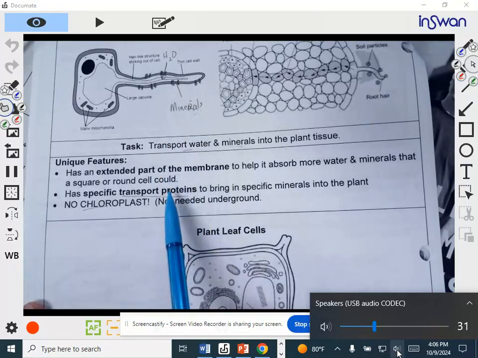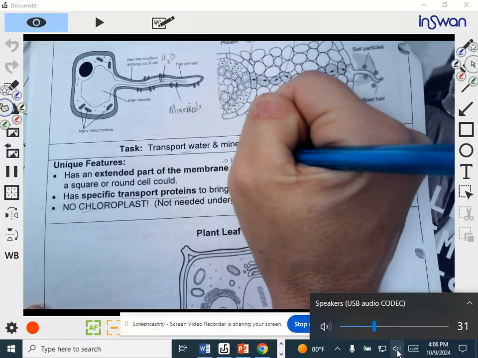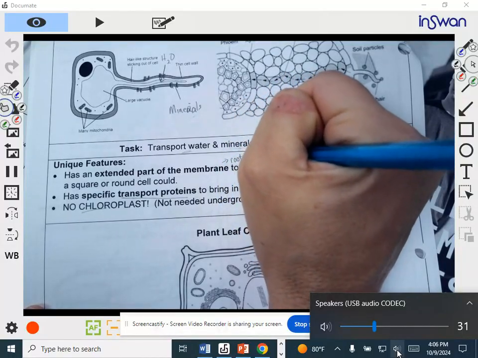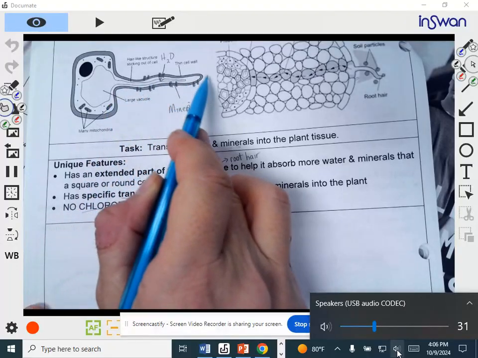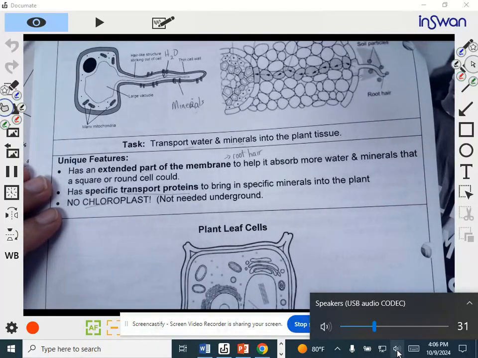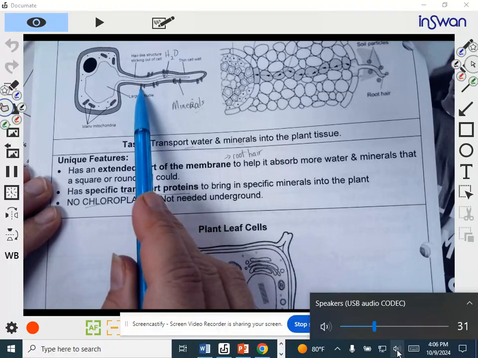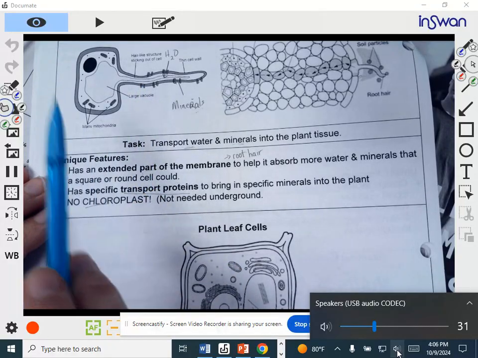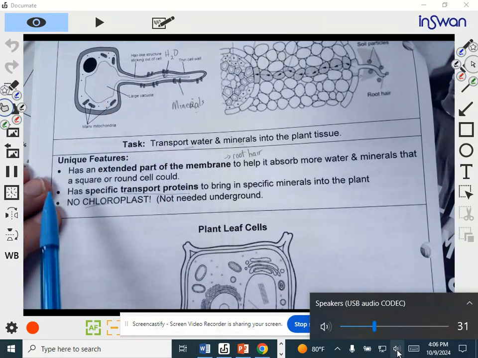And so to do that, it's got an extended part of the cell membrane, and this can be called a root hair. So this is the structure right here. It's all part of the cell, but this is called a root hair, and it allows them to absorb more water and minerals. Notice that there's no chloroplast. We do have mitochondria because it's going to take some energy to power those transport proteins, but no chloroplasts because the cell's underground, it's in the root.